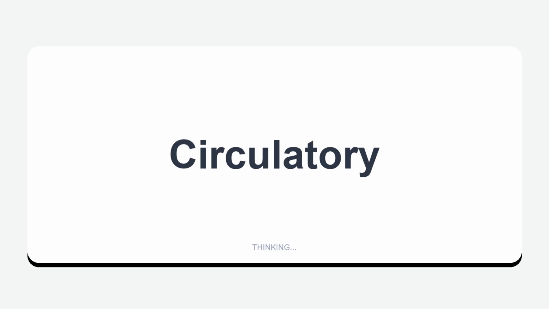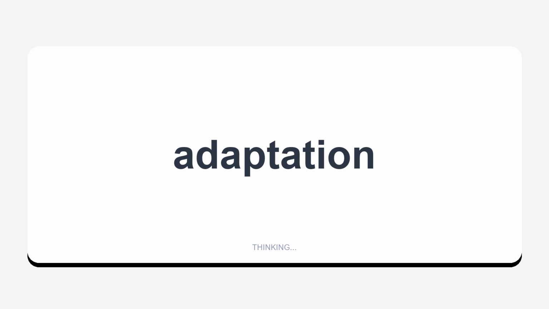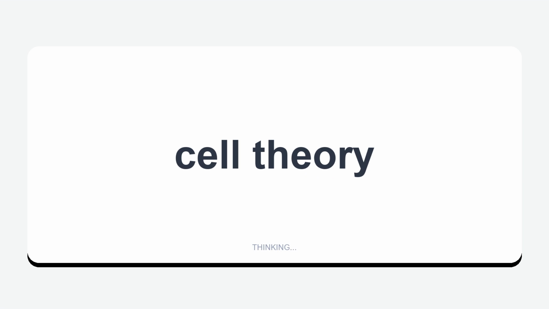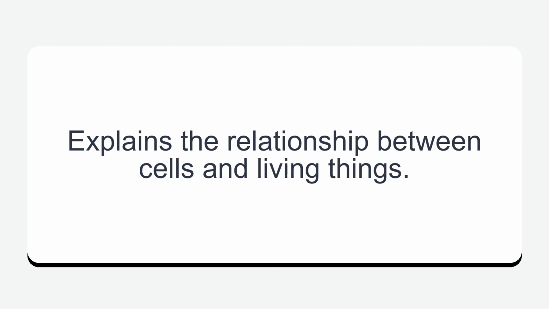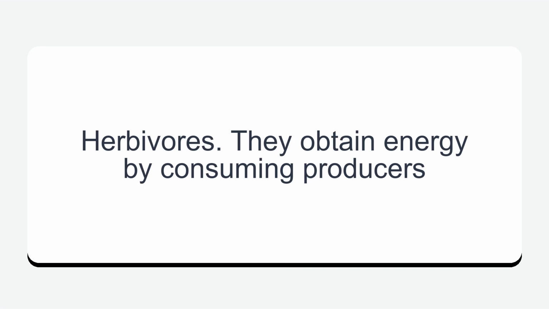Circulatory. Transports oxygen and nutrients to tissue, and removes waste products. Adaptation. A trait shared by all members of a species that helps them survive or reproduce in their environment. Cell theory. Explains the relationship between cells and living things. Primary consumers. Herbivores, they obtain energy by consuming producers.